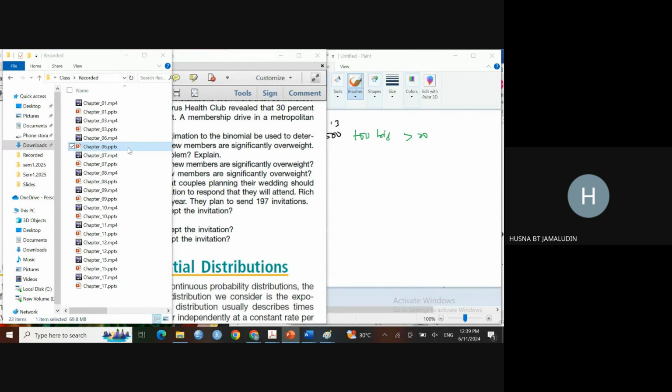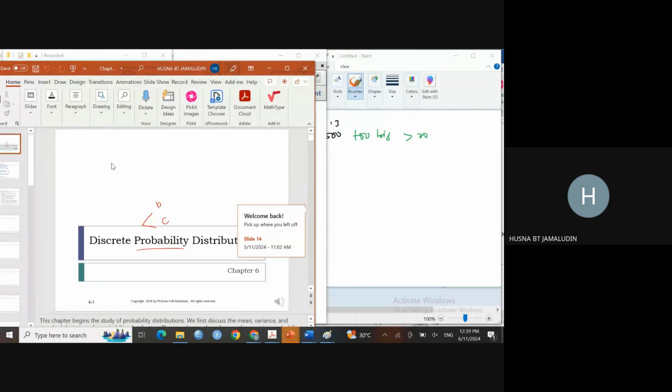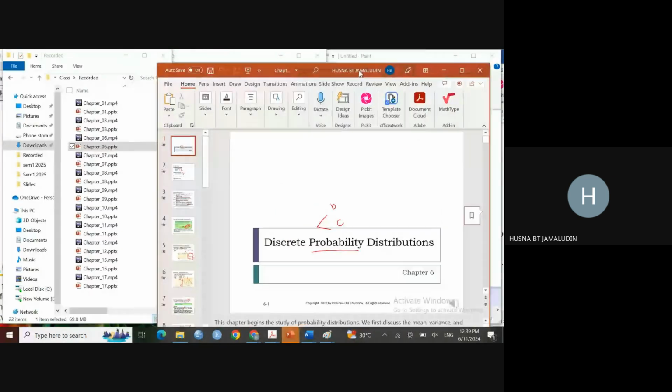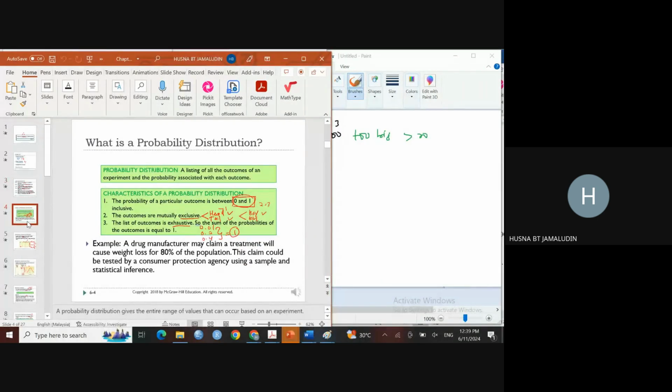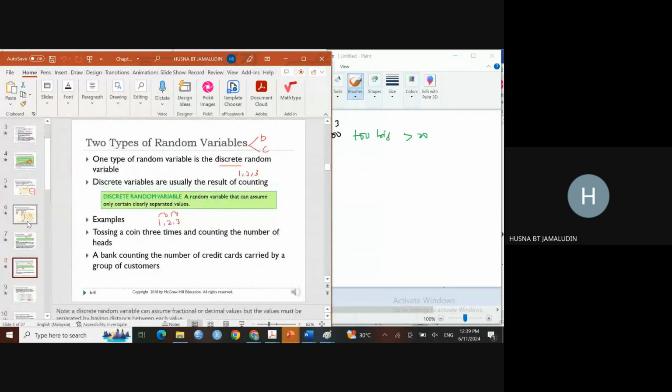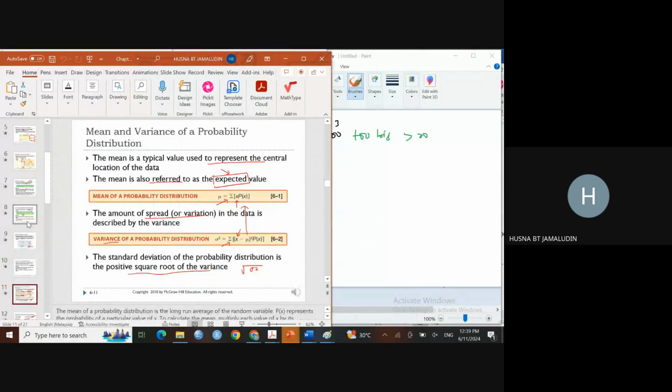Why is it so long? It took some time. Okay, let me see binomial, right? This is probability. I want to go to binomial. Where is binomial?